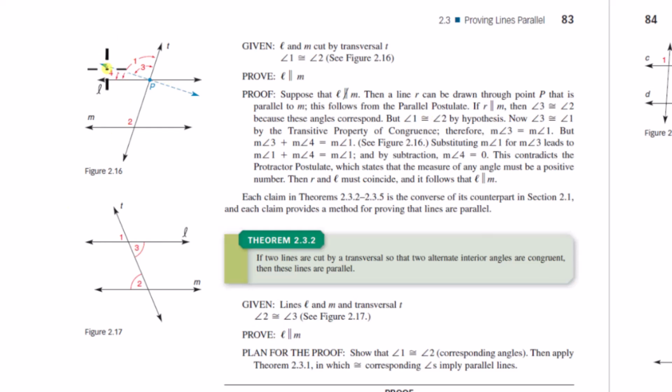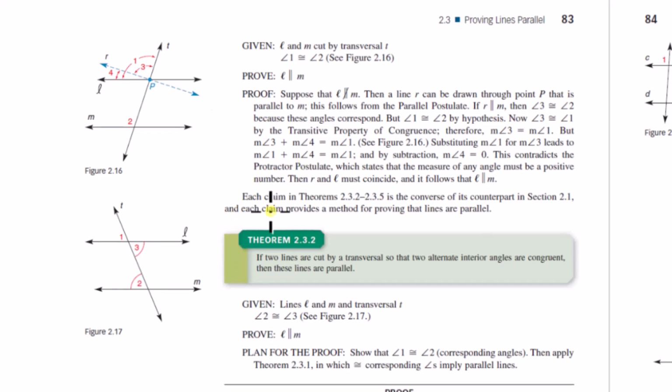So what they're saying is that if L is not parallel to M, then we can draw a line R that is 100% parallel to M. That's the unique line. If R is parallel to M, then angle 3 is congruent to angle 2, corresponding angles. But angle 1 is congruent to angle 2, according to this, and those are 100% not the same angle. So there's the contradiction.